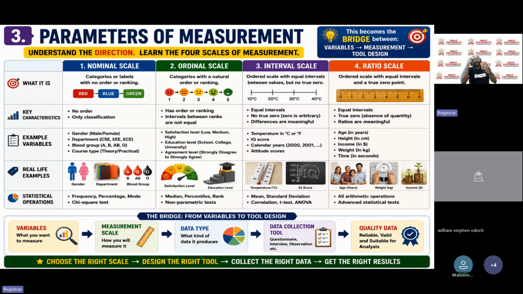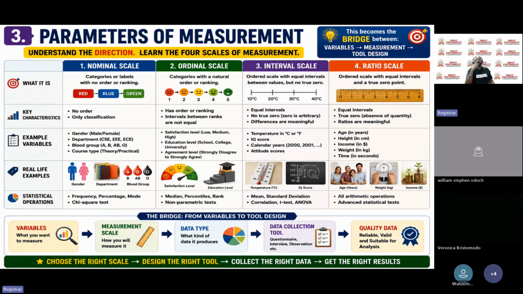Then now comes the third kind of scale, that is interval scale. In this one, as I told you, there is no true zero. So it is an ordered scale with equal intervals. This is how we have to see it.